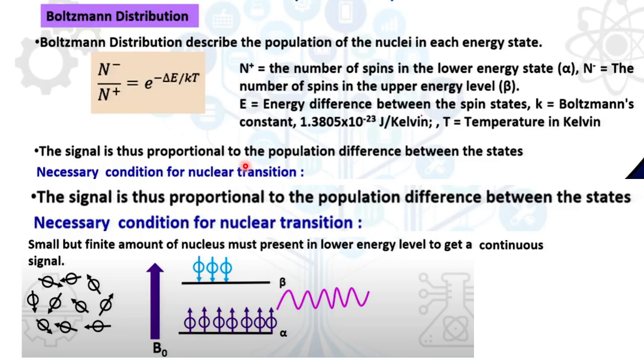So in that case you must also consider the significance of temperature, and the signal is proportional to the population difference between the states. Here you see after the splitting, three protons are in the excited state and six or seven in the ground state, which should always be more populated compared to the excited state.